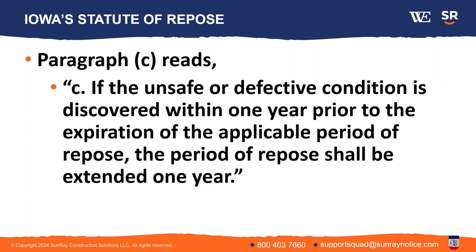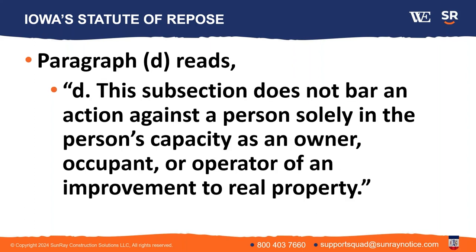Now, another kind of exception is, let's say on a commercial project, you're at 7.5 years and you now discover this issue, this defective condition. That's going to get you an extra year. Okay, so it's got to be within that last year of the statute. And if you discover it, you get another year. So the 8 turns into 9 years in that situation.